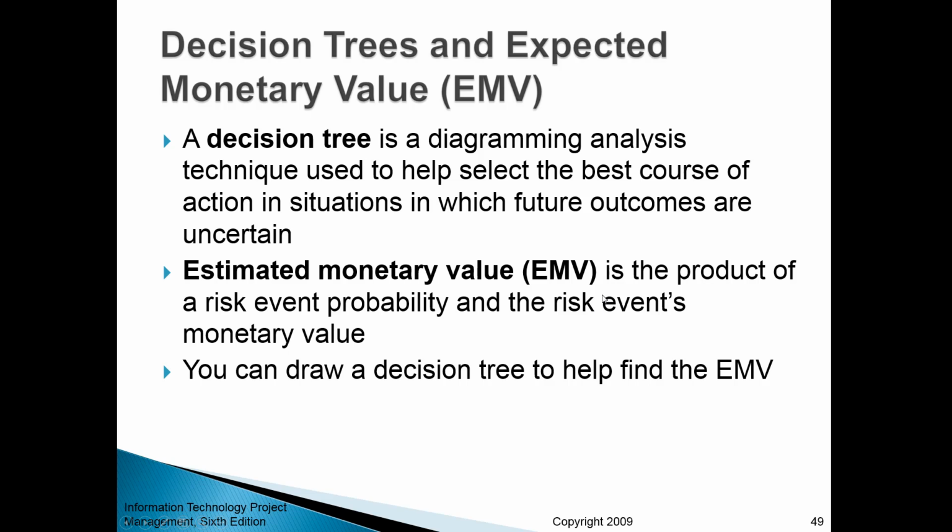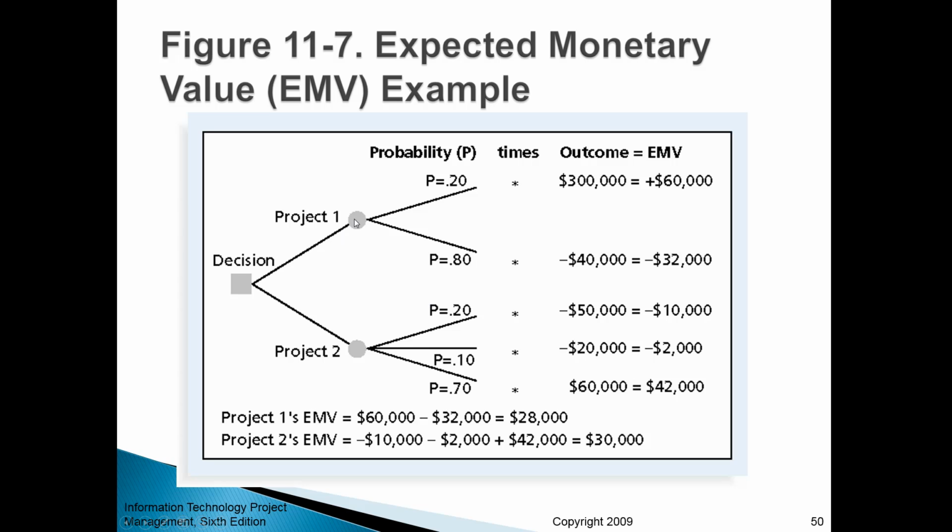So for example, if the probability of an event is 0.5 or 50%, and the monetary value of the event is $10,000, let's say if this event happens, it will bring you plus $10,000, then estimated monetary value becomes 0.5, which is probability, times $10,000, and that equals $5,000. It always helps to draw a decision tree to visualize the overall collection of events and associated probabilities. So a decision tree for two projects may look something like this.